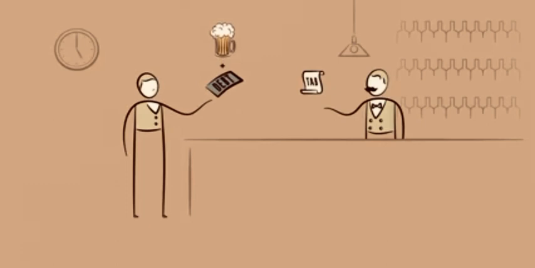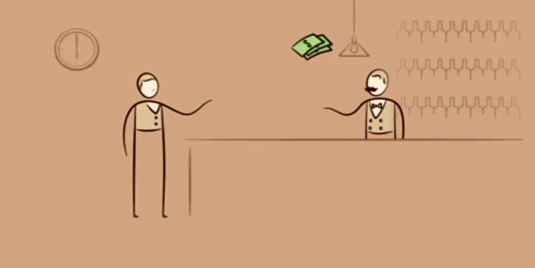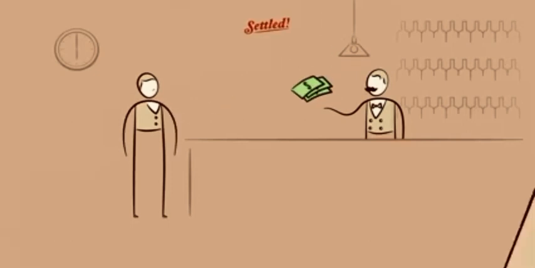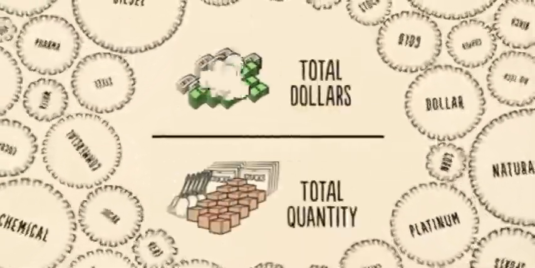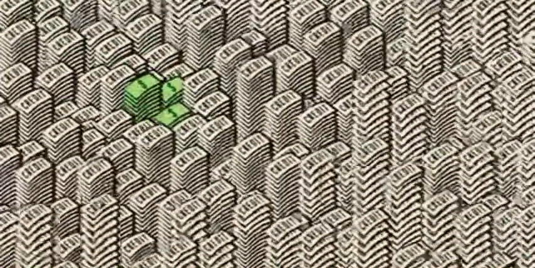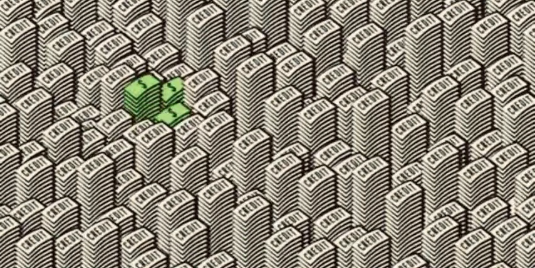Together, you and the bartender create an asset and a liability. You just created credit out of thin air. It's not until you pay the bar tab later that the asset and the liability disappear, the debt goes away, and the transaction is settled. The reality is that most of what people call money is actually credit. The total amount of credit in the United States is about $50 trillion, and the total amount of money is only about $3 trillion.